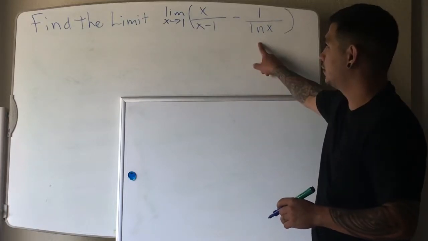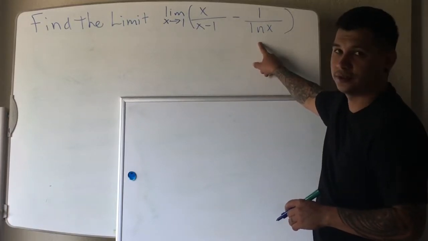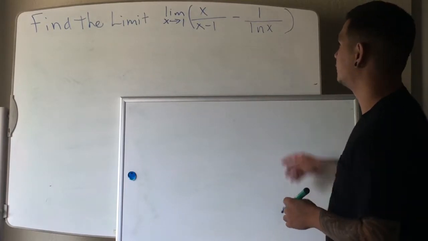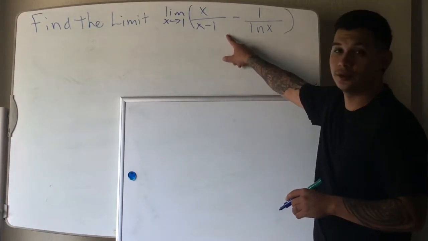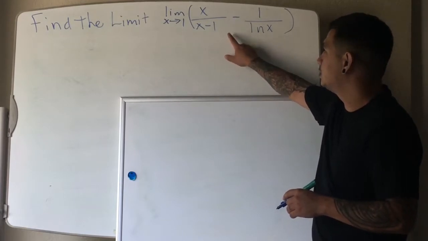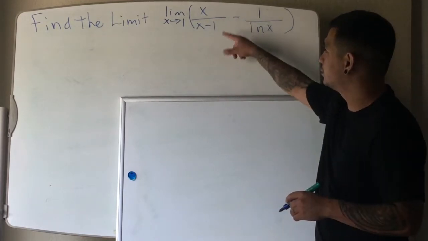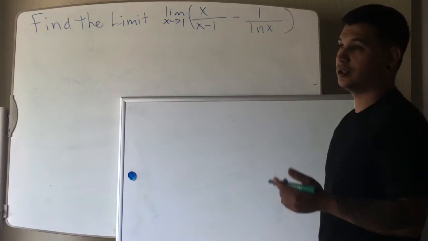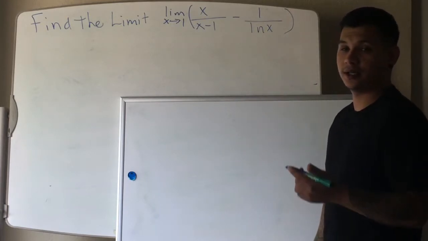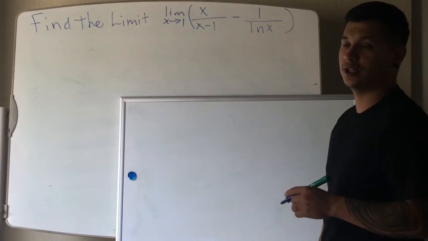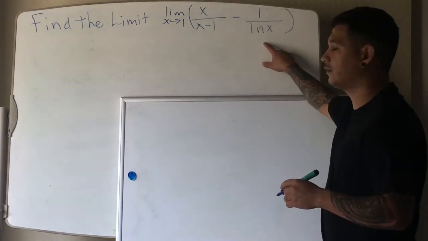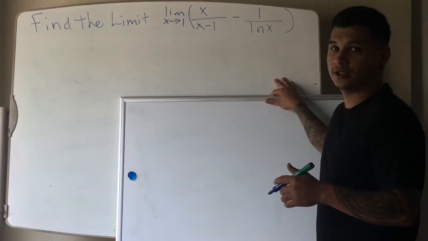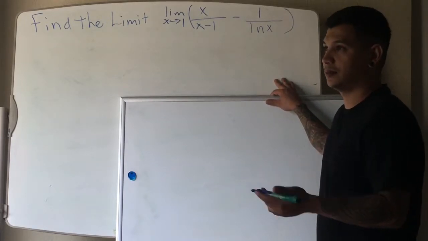Now we're gonna find the limit of this function, and the first thing you want to do when you find the limit of this function is plug in your 1. Well, when you plug in 1, it becomes 1 over 0 minus 1 over 0. You can't do that because 1 over 0 is undefined, minus undefined, you just can't do that.